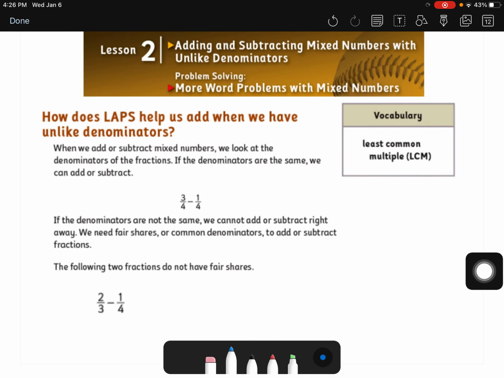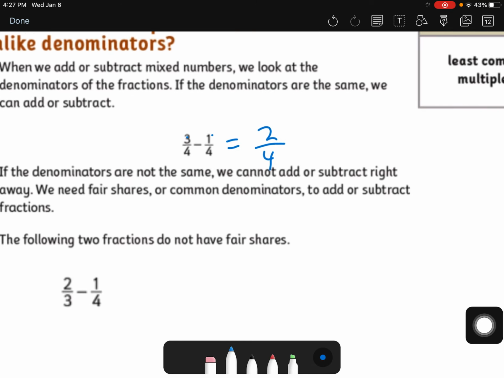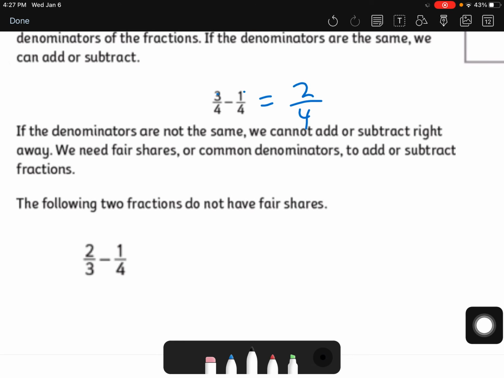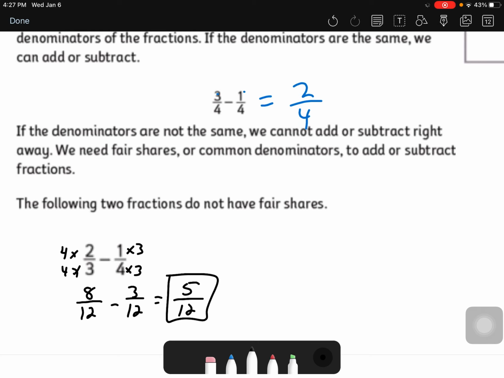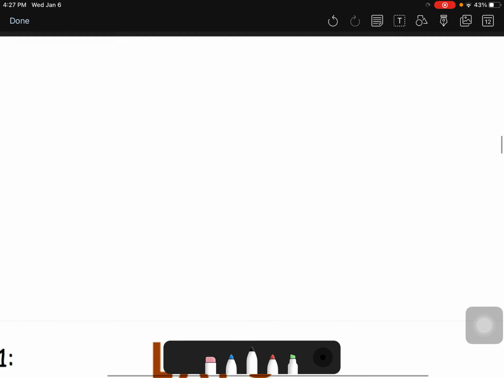All right. So, like we've done, proper fractions, 3/4 minus 1/4, and if they already have a common denominator, you just take the top numbers and subtract them. 3 minus 1 is 2, so I get 2/4. But if you have different denominators, like in this one where you have a 3 and a 4, you have to think of the least common multiple, and that would be 12. So I can multiply by 4 on that and by 3 here, and so then I get 8/12 minus 3/12, and the answer to that is 5/12. Okay, so that's what we're going to be doing here, except with mixed numbers.